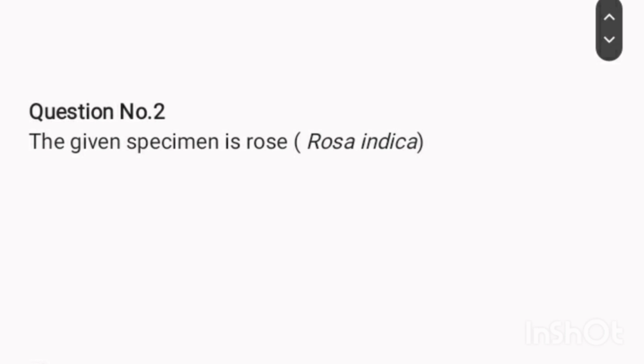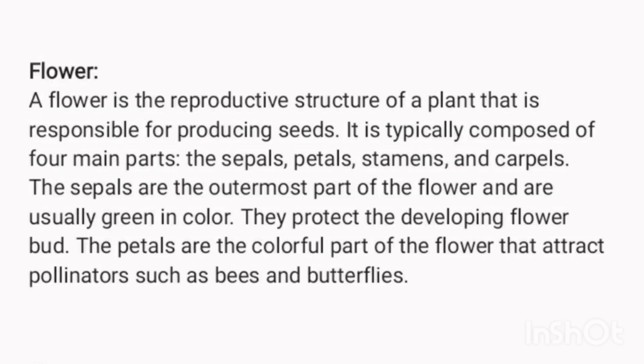Question number 2. The given specimen is rose. Flower. A flower is the reproductive structure of a plant that is responsible for producing seeds. It is typically composed of 4 main parts: the sepals, petals, stamens, and carpels.